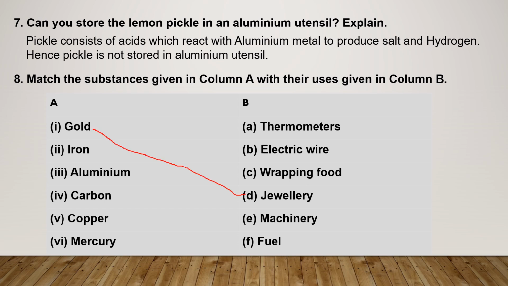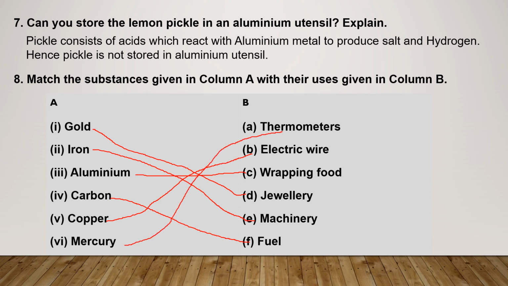Jewelry, it's used as jewelry, and iron, machinery, aluminium, wrapping food, carbon used as a fuel, and copper, electric wire, and mercury, thermometer. Okay. Gold jewelry, iron machinery, aluminium used to wrap the food, carbon used as a fuel, copper is used to make electric wire, and mercury in thermometer.